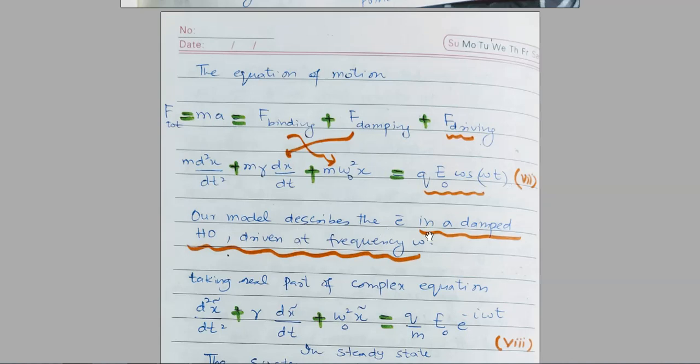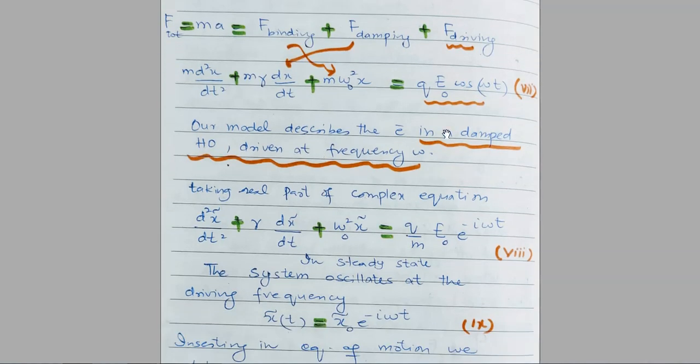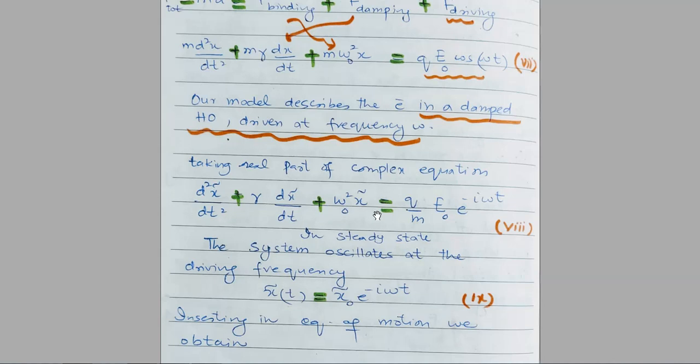Our model describes the electron as a damped harmonic oscillator driven at frequency omega. Now we have written equation 8 in complex notation. This symbol represents the complex notation. This is a differential equation, and as you know, the system oscillates at the driving frequency.